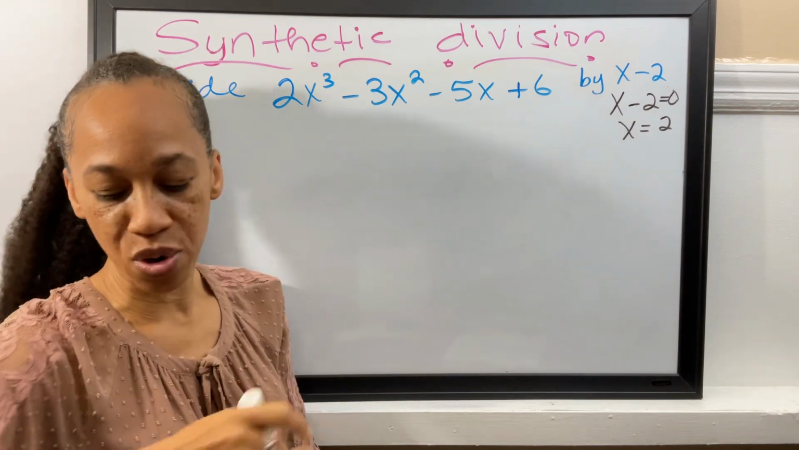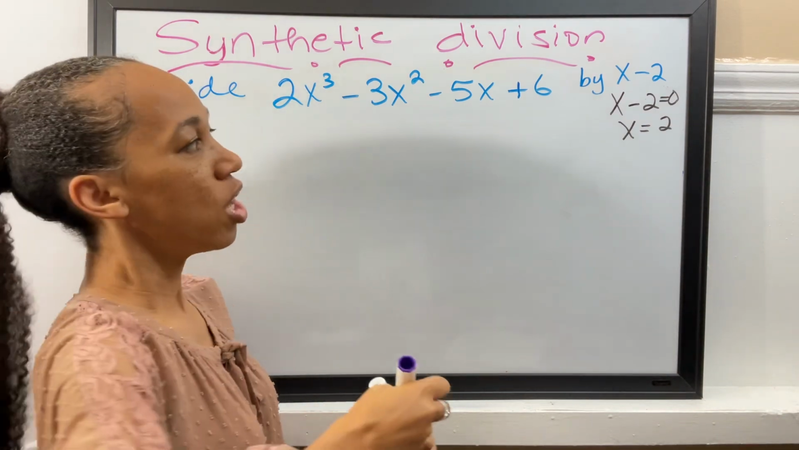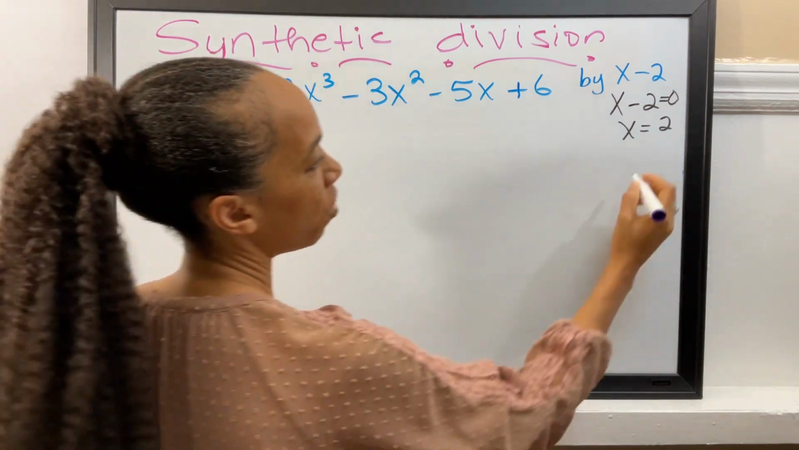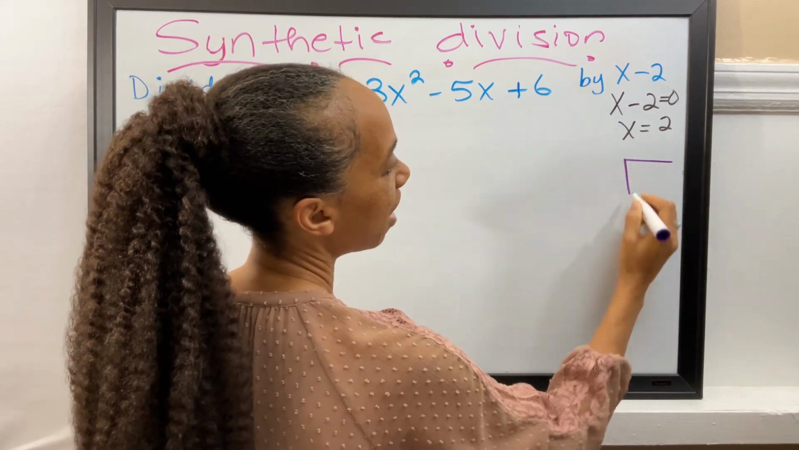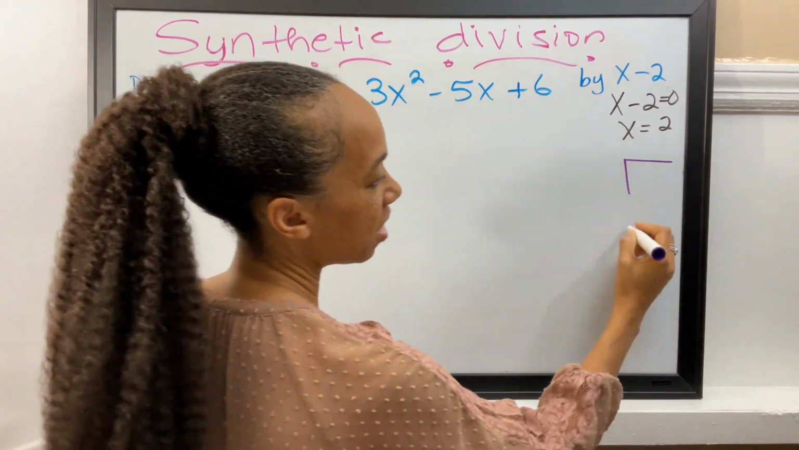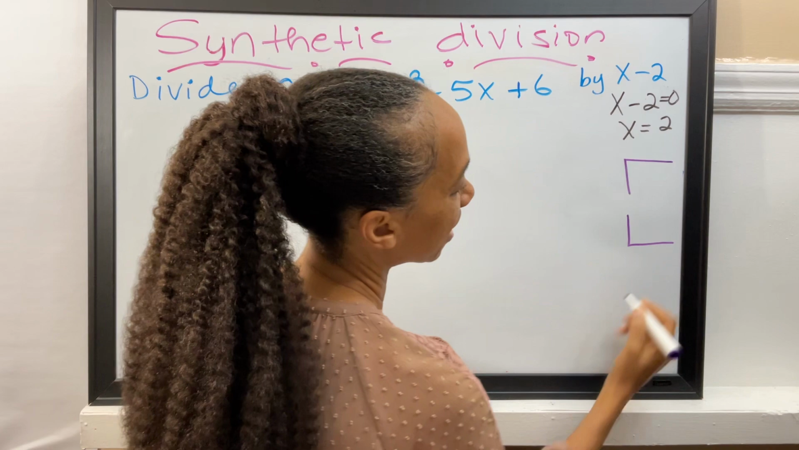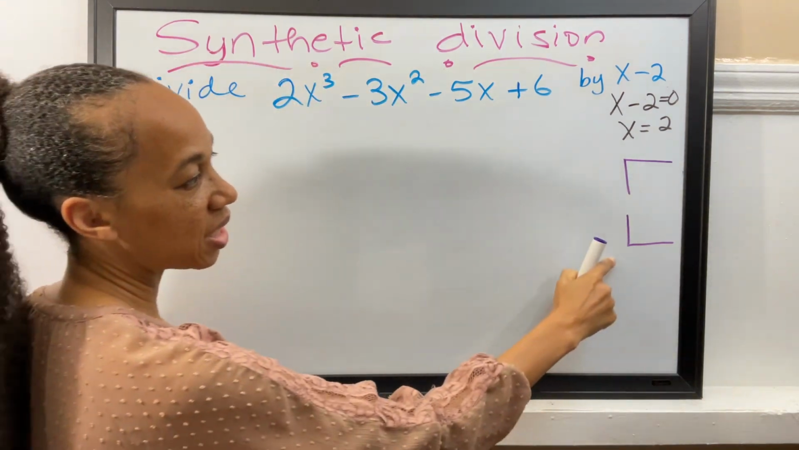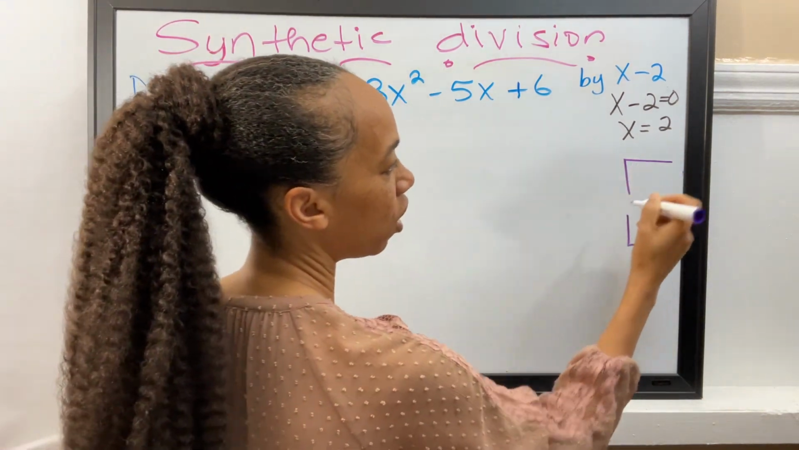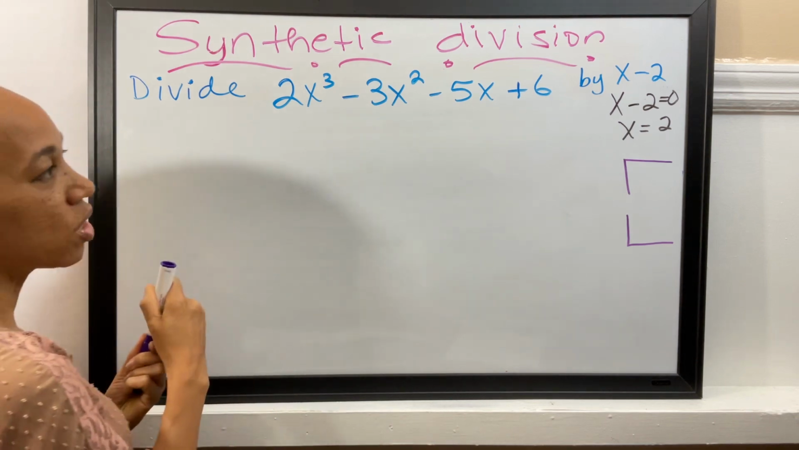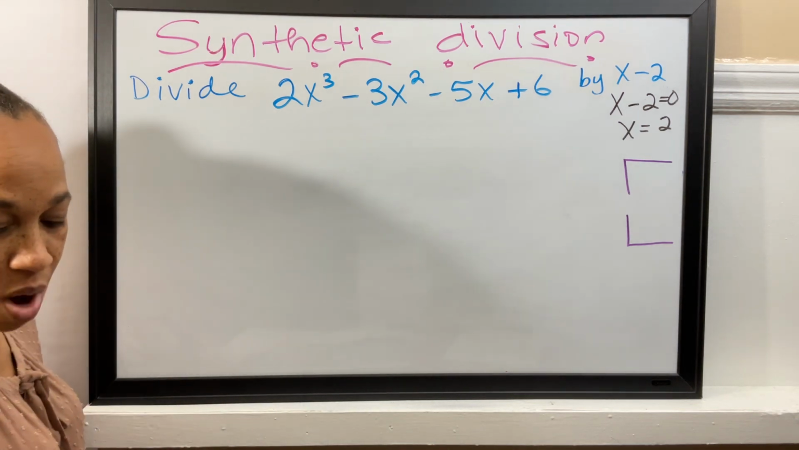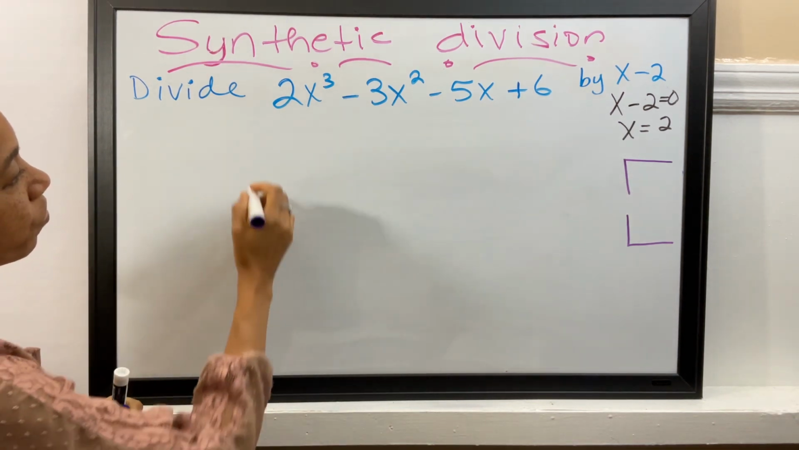So we also know that when we are doing the long division method, we set up our box like this. But when we are doing the synthetic division, we have to use the box like this. So this is the synthetic division method, and this is for the long division method. So let's go ahead and form our box.